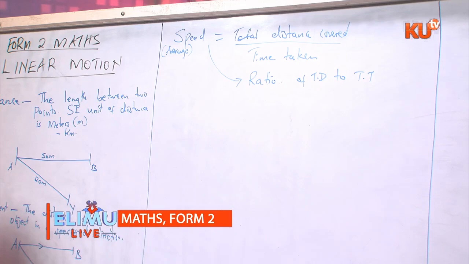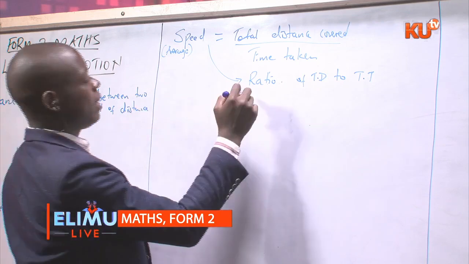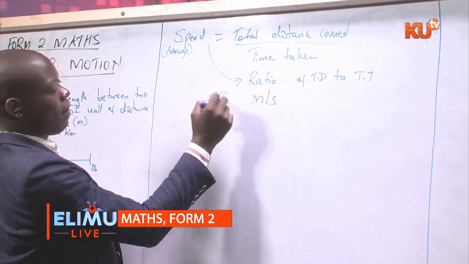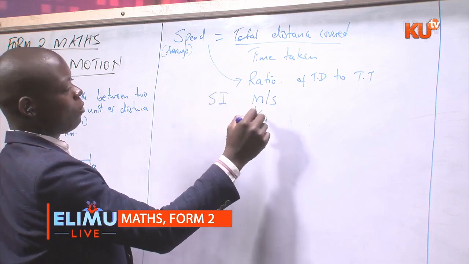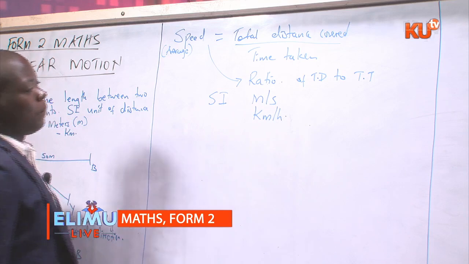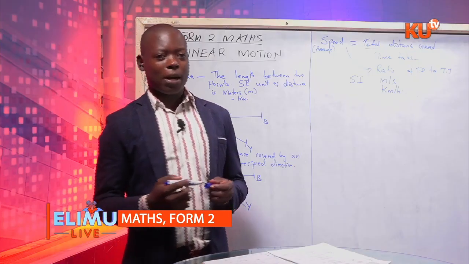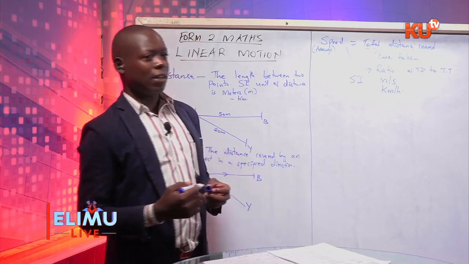But then we give the units for speed in meters per second, that is the SI units, and in some cases we are going to use kilometers per hour. Just because we've talked of distance being in kilometers, we will use kilometers per hour to represent speed.